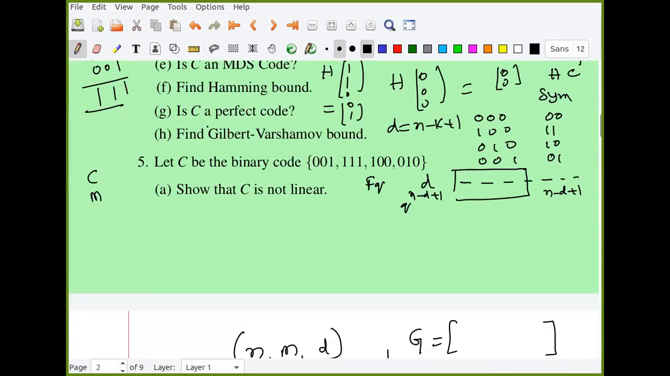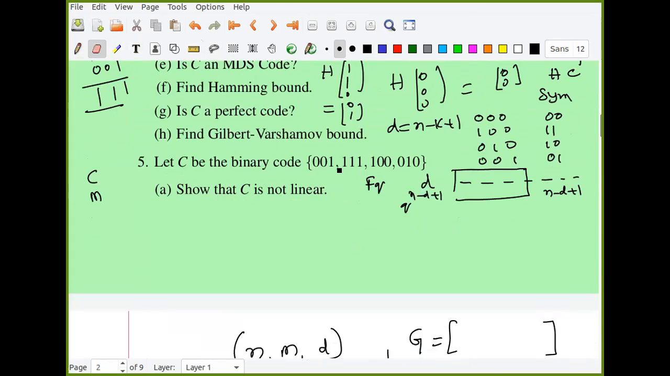Okay, this is another question, question number 5. C is a binary code like this. C is not linear. Why is it not linear? Sum of the second and third vector is not in the code.